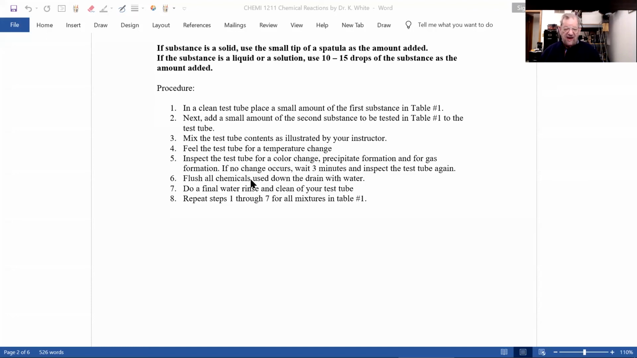Then if you're doing the lab in the COD, flush all chemicals down the drain with water, do a final rinse to clean your test tube, and then you repeat steps 1 through 7 for everything. Now, let's look at what this really looks like.